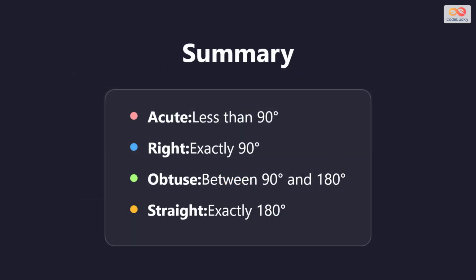To wrap up, remember these key rules. Acute is less than 90 degrees. Right is exactly 90 degrees. Obtuse is between 90 and 180 degrees. And straight is exactly 180 degrees.